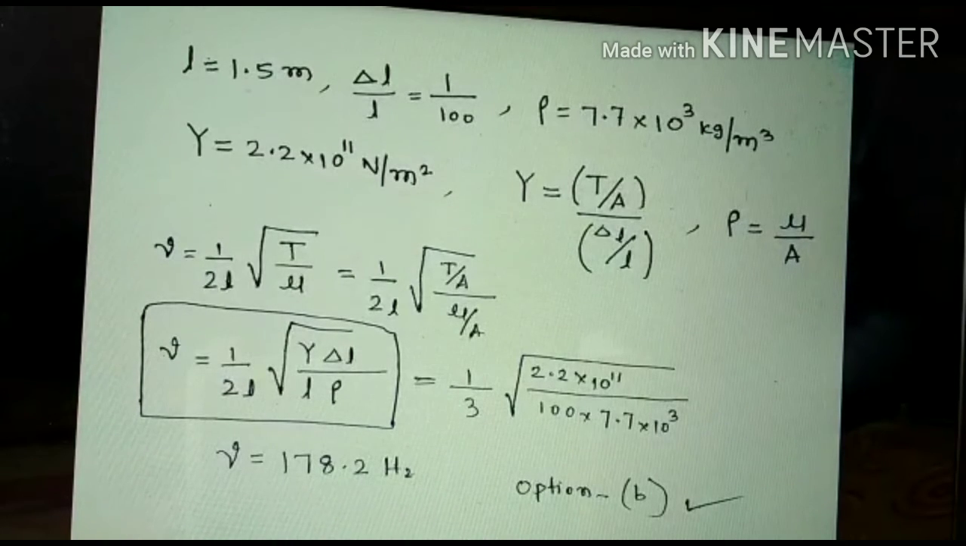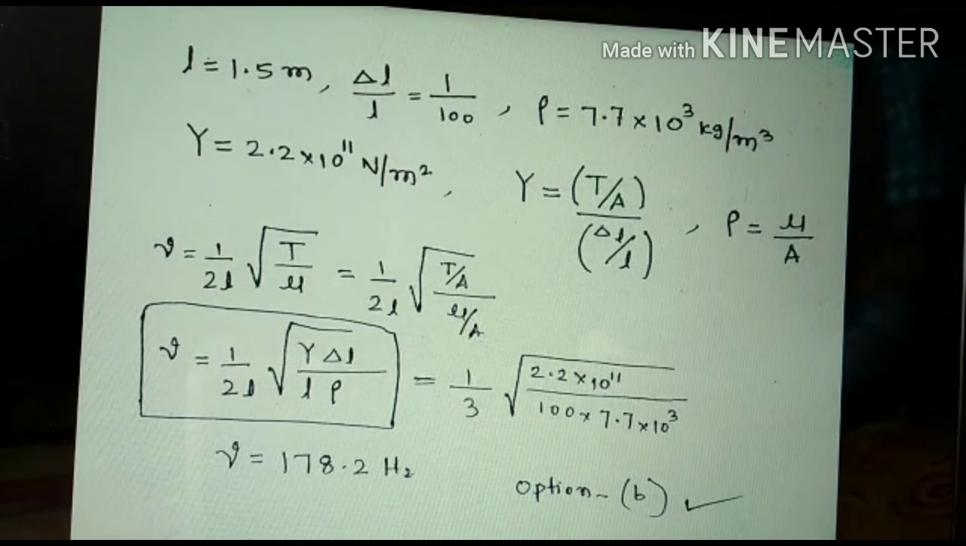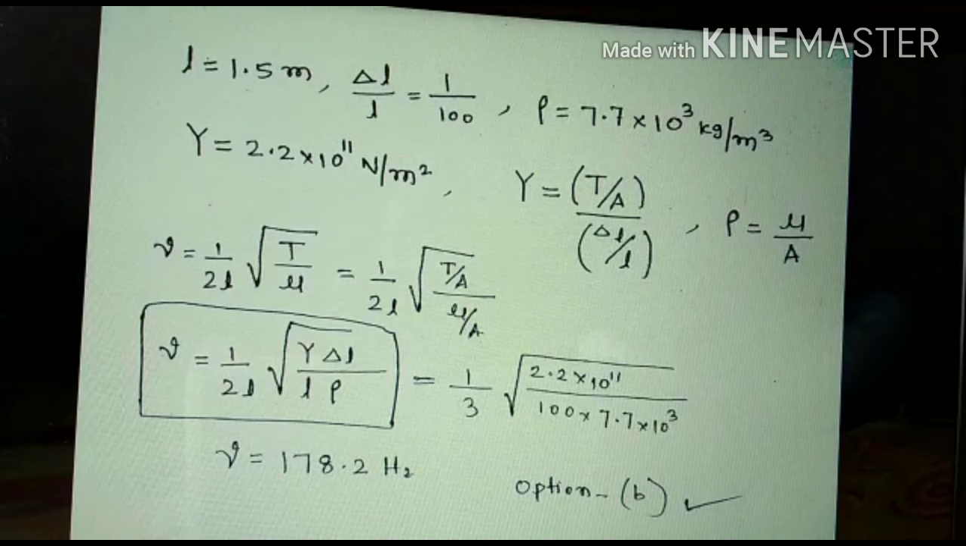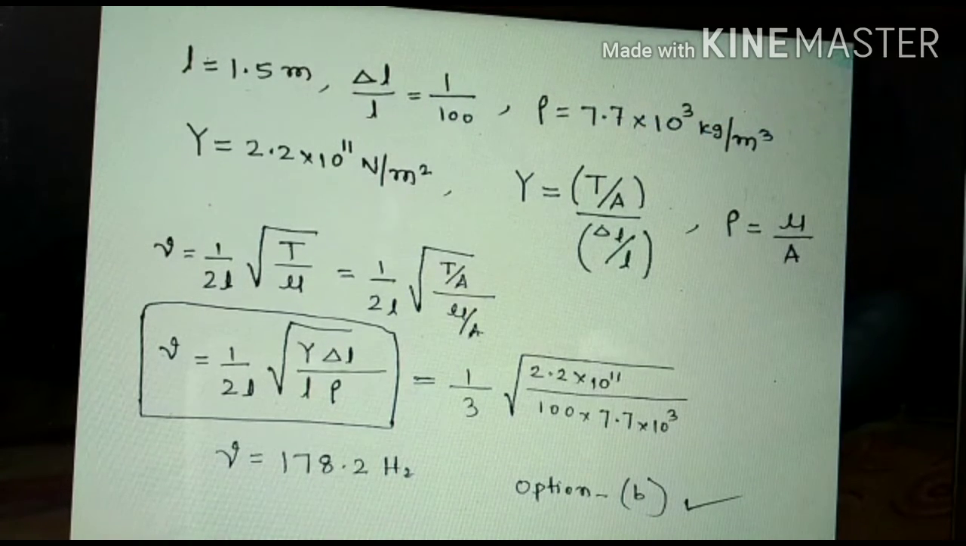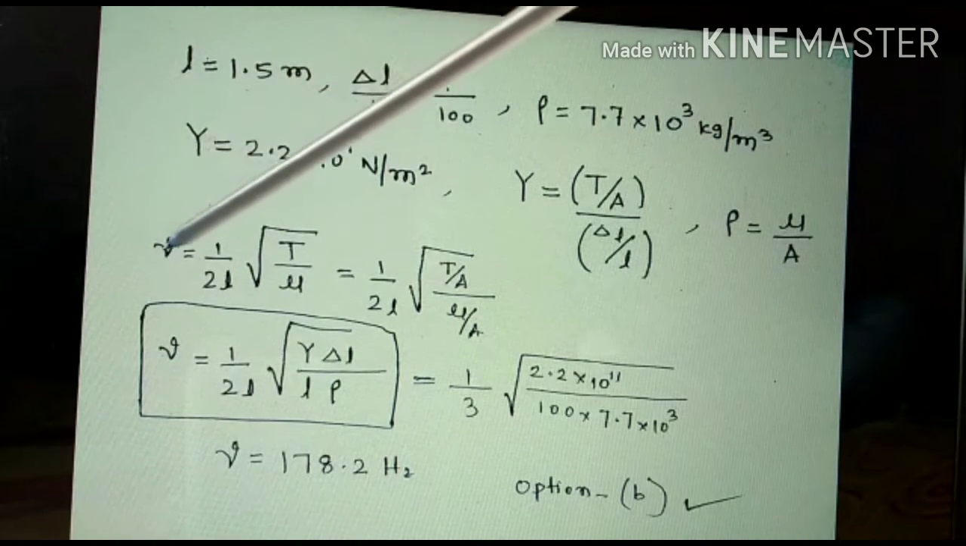So what information is given, I am writing first. Length is given, 1.5 meter. Del L by L equal to 1 by 100, because the strain is del L by L, and it is given in percentage, 1%. 1% means 1 by 100. So that is why del L by L equal to 1 by 100. And density rho equal to 7.7 into 10 power 3 kg per meter cube is given. Young's modulus is given.